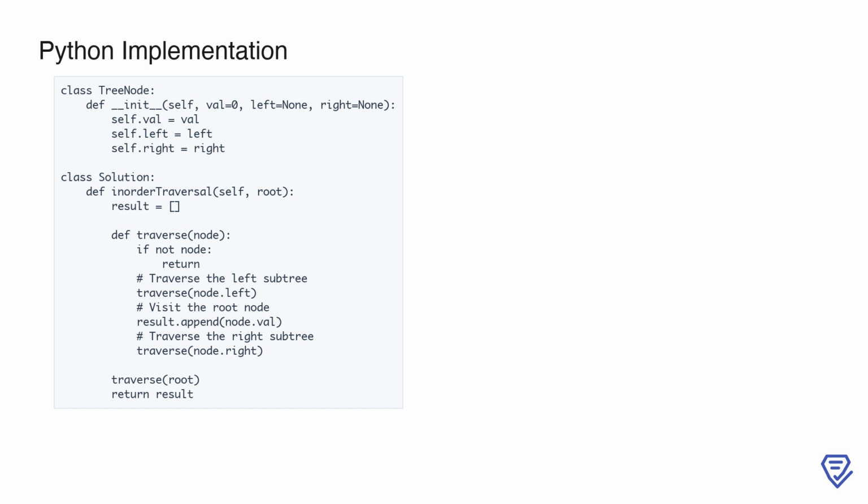Finally, we invoke the traverse function with the root node and return the result list containing the inorder traversal of the tree. This approach ensures all nodes are visited in the correct left, root, right order. The algorithm runs in O(n) time, where n is the number of nodes, as each node is visited exactly once.